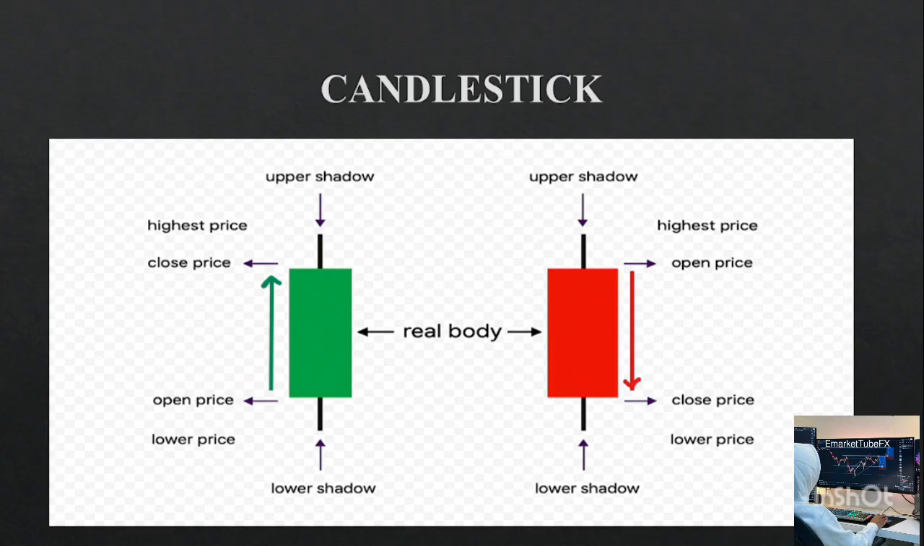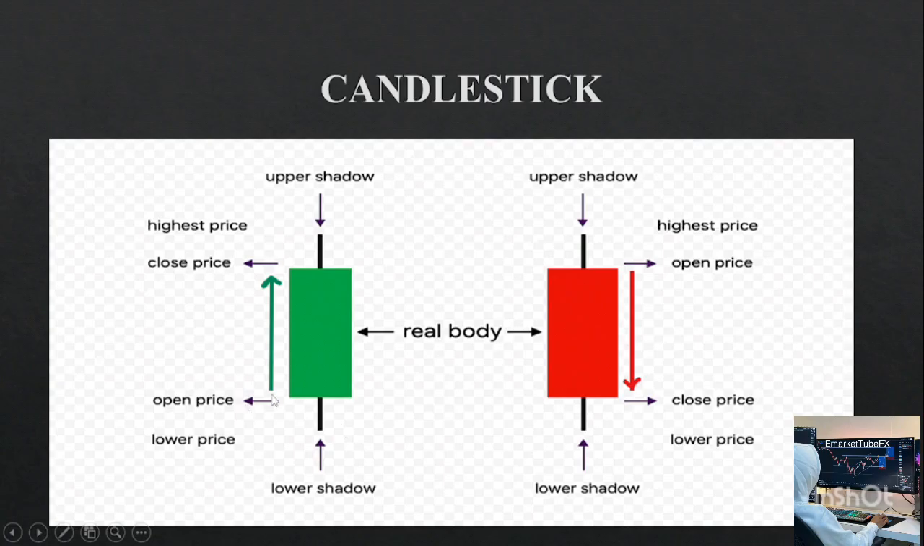So you take note. Quickly, when we come to this side, we have the parts. As you can see, this is the bull candle. The green candle happens to be the bull or bullish candle. The red candle you see at the right side also happens to be a bearish candle. Now, let's quickly look at the parts. This is the high price and this is the low price.